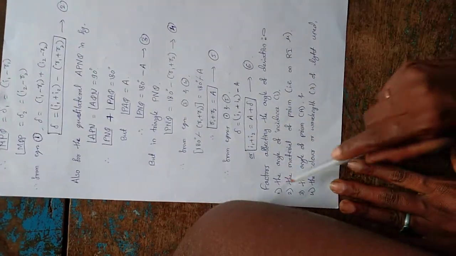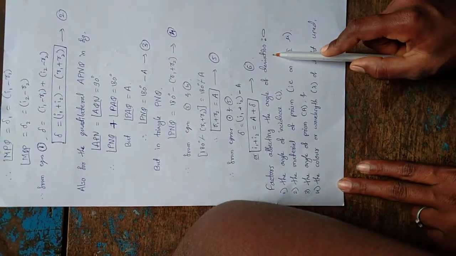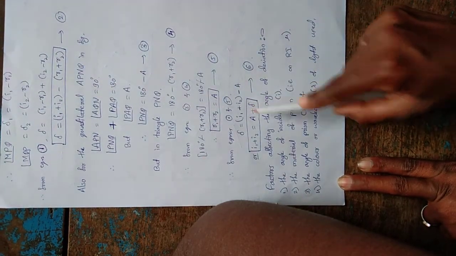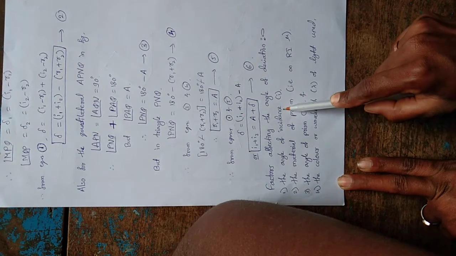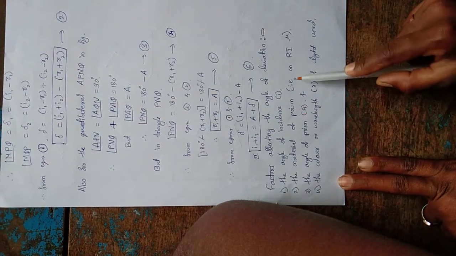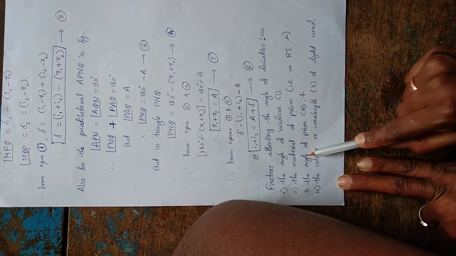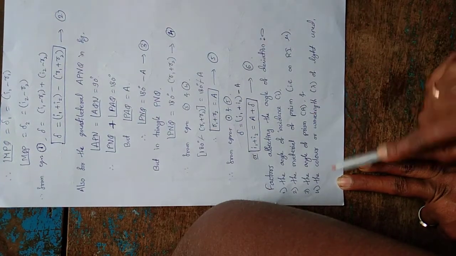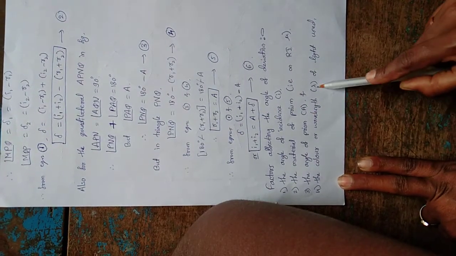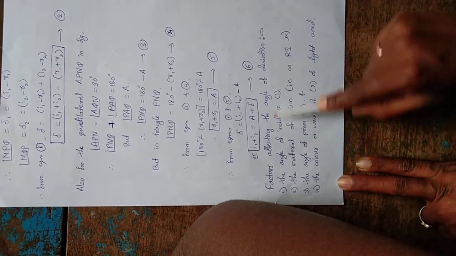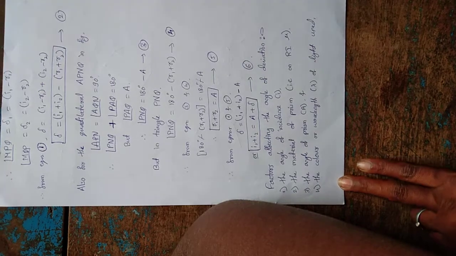Next, factors affecting the angle of deviation. The angle of deviation depends upon the angle of incidence, the material of the prism, that is the refractive index mu, the angle of prism A, and the color or wavelength lambda of the light used. These factors affect the angle of deviation.